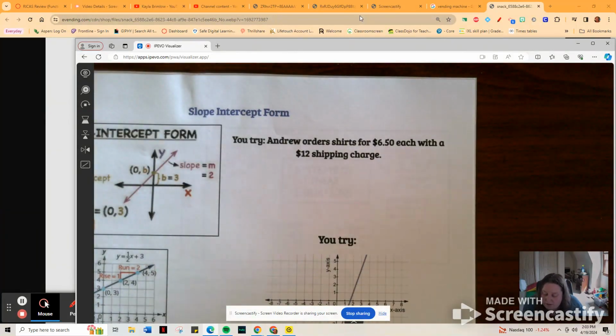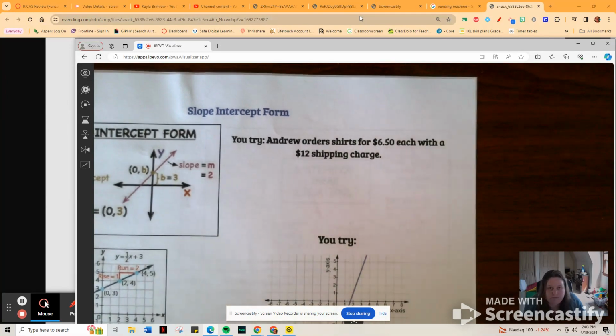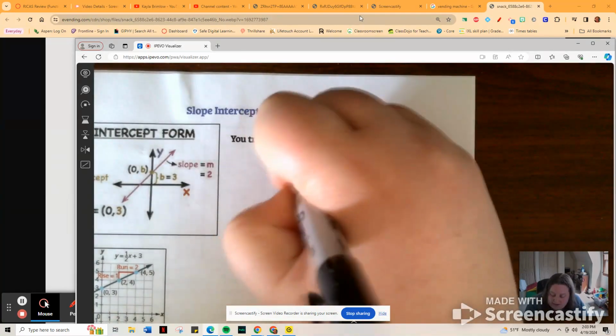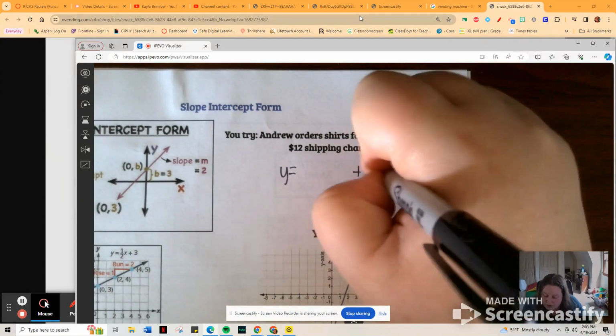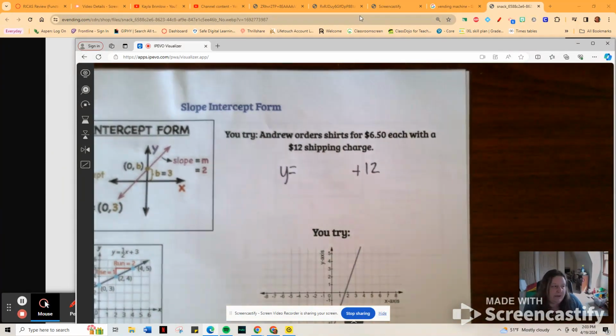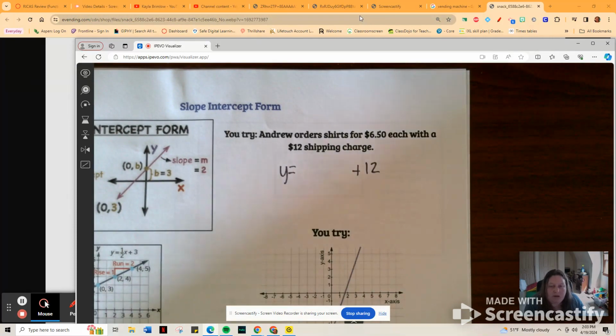So in this word problem, Andrew orders shirts for $6.50 each with a $12 shipping fee. So y equals, so the one-time charge, your $12 shipping fee, is where you would start. Doesn't matter how many shirts you buy, you're going to pay $12.